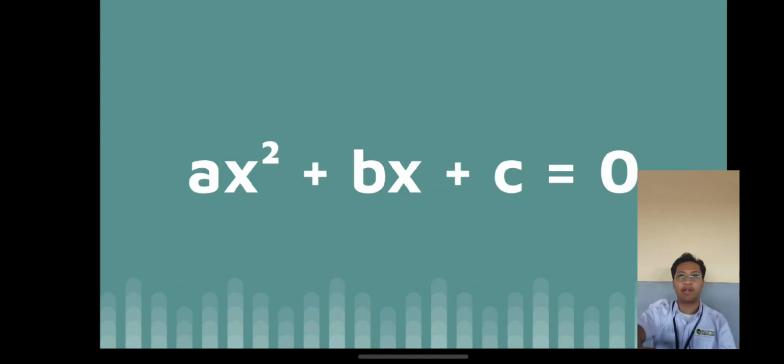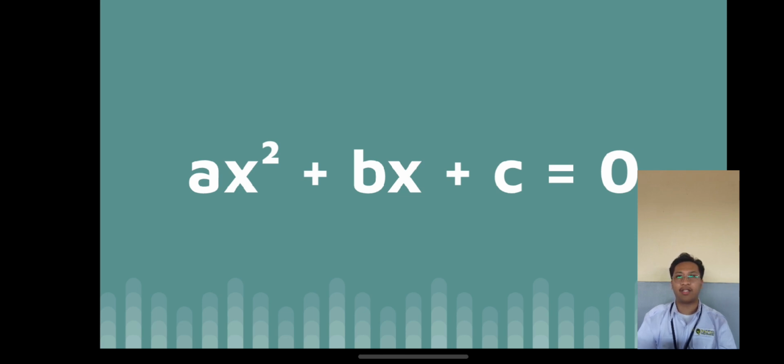The general form of a quadratic equation is ax² + bx + c = 0, where x is the unknown variable and a, b, c are numerical coefficients. For example, x² + 2x + 1 is a quadratic equation.